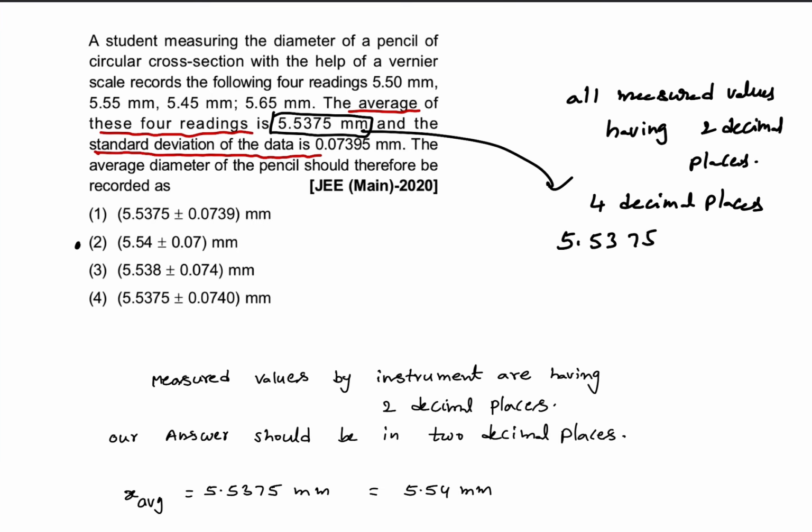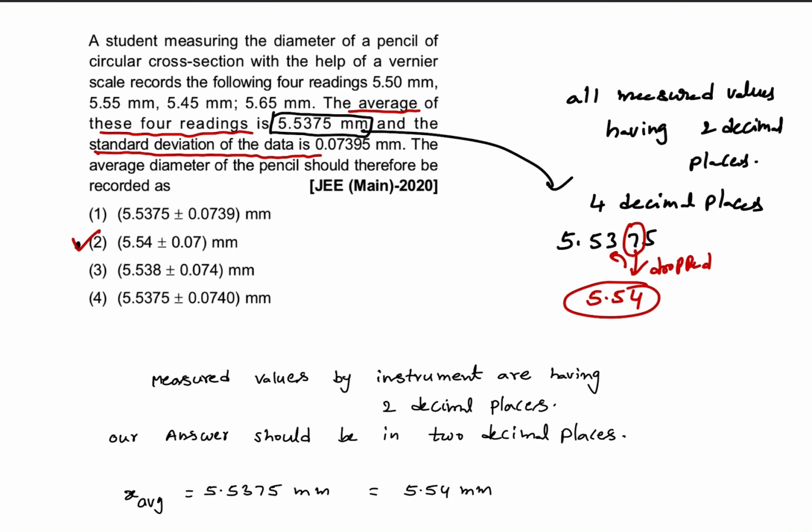We need to reduce those four decimal places into two decimal places. In 5.5375, the dropping digit should be 7 and it should be dropped. To drop the 7, the preceding digit should be raised by 1, since 7 is more than 5. That's why we write 5.54 as our result. Where is 5.54? Only the second option.